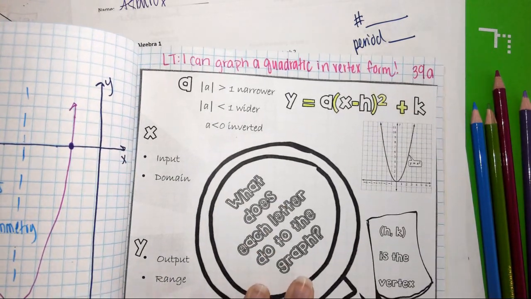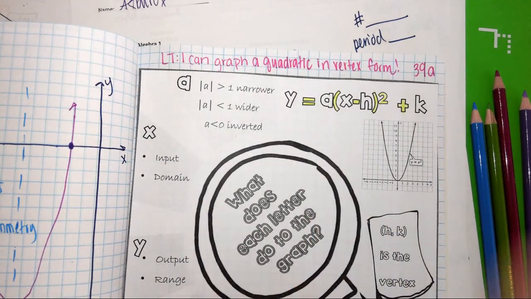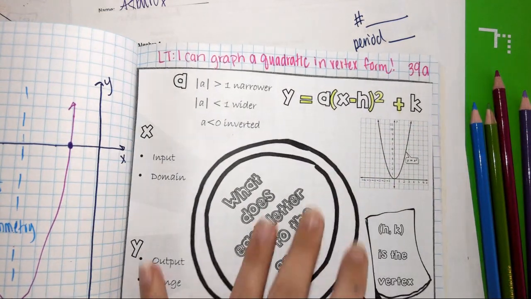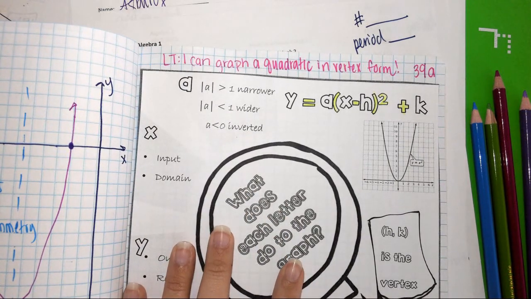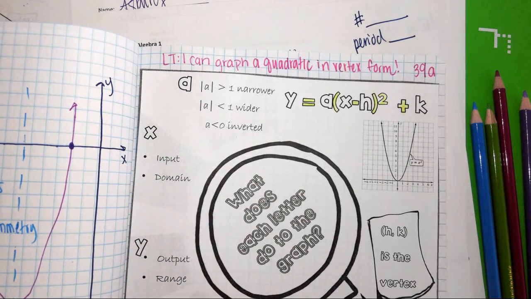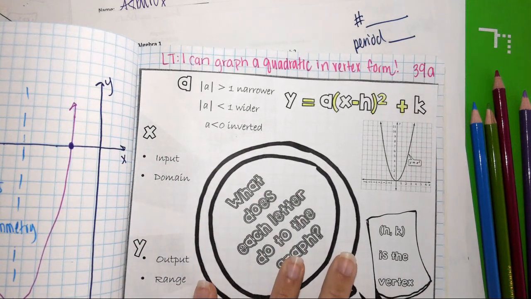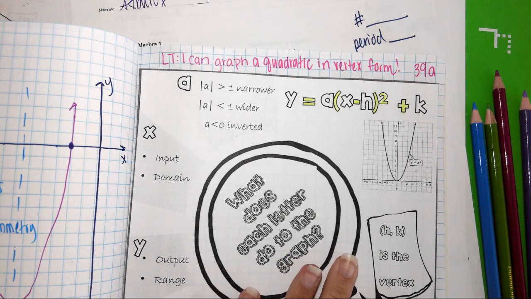Now the reason is, each of our letters is going to have a different color because each of our letters do different things. And vertex form is taking the parent function and moving it around. And what was our parent function? Who remembers? Y equals x squared. Take a point. Are we ready?